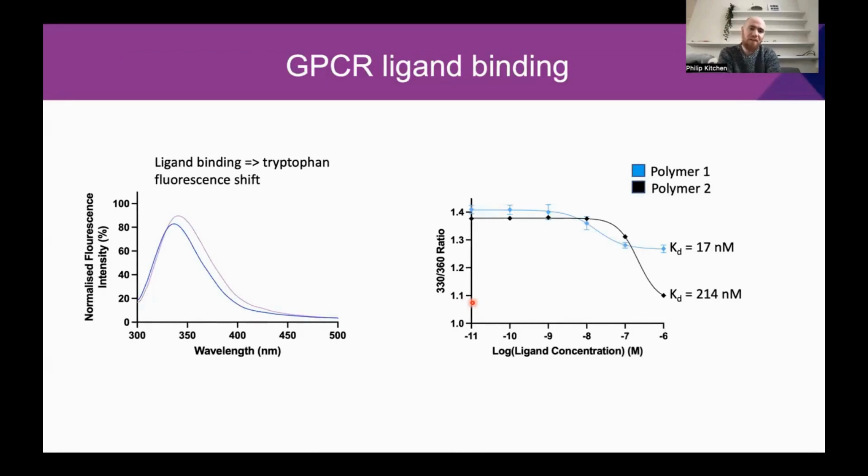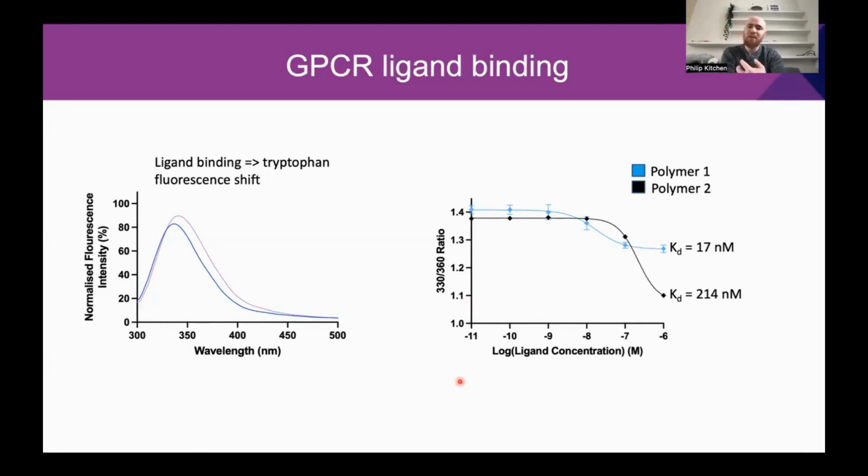So on the left is some example spectra of unbound protein in blue and ligand-bound protein in purple. And you can see there's a right shift of the tryptophan fluorescence spectrum, which we can then quantify as a ratio between the intensity at 2 points on either side of that peak. And so that's what we've done on the right-hand side.